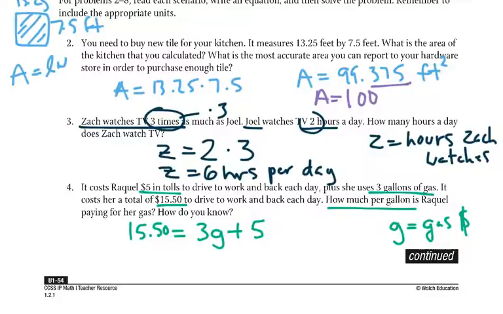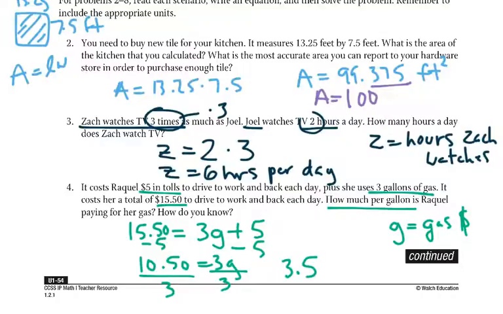So now we just solve. So we subtract 5 from both sides. That would give us $10.50 equals 3G. Divide by 3. So 10.5 divided by 3 would give us 3.5. So she uses 3.5 gallons, okay, of gas.